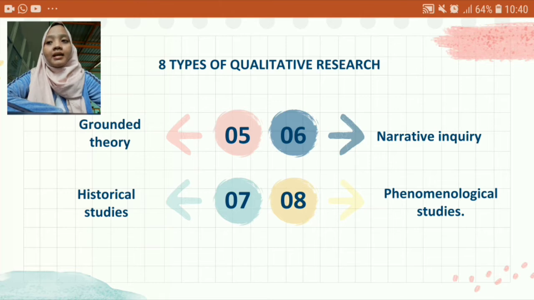And last, phenomenological studies begin with the assumption that multiple realities are rooted in subjective perspective, thus an experience has a different meaning for each person. Data collection methods: interview, observation.